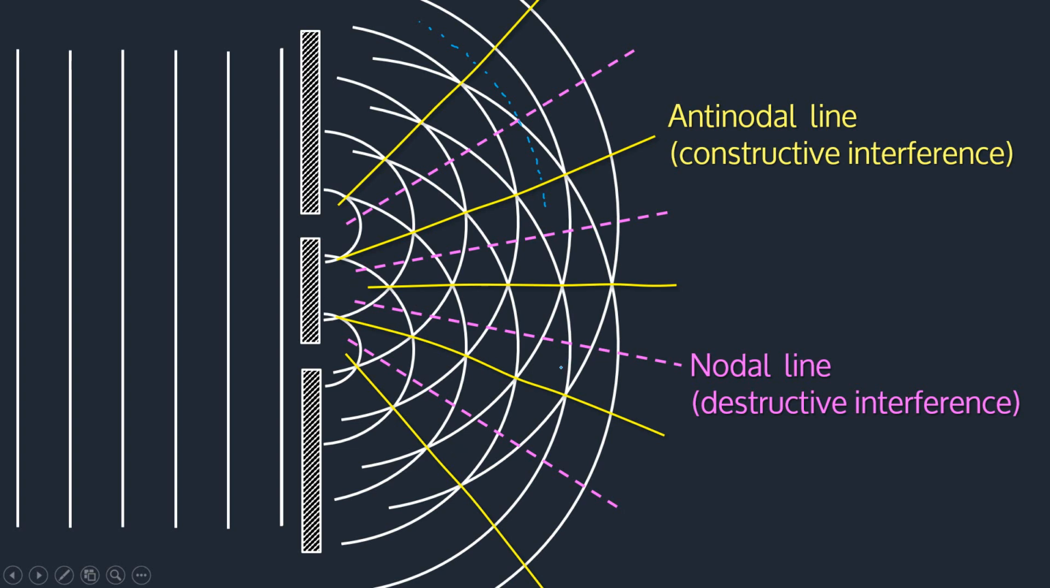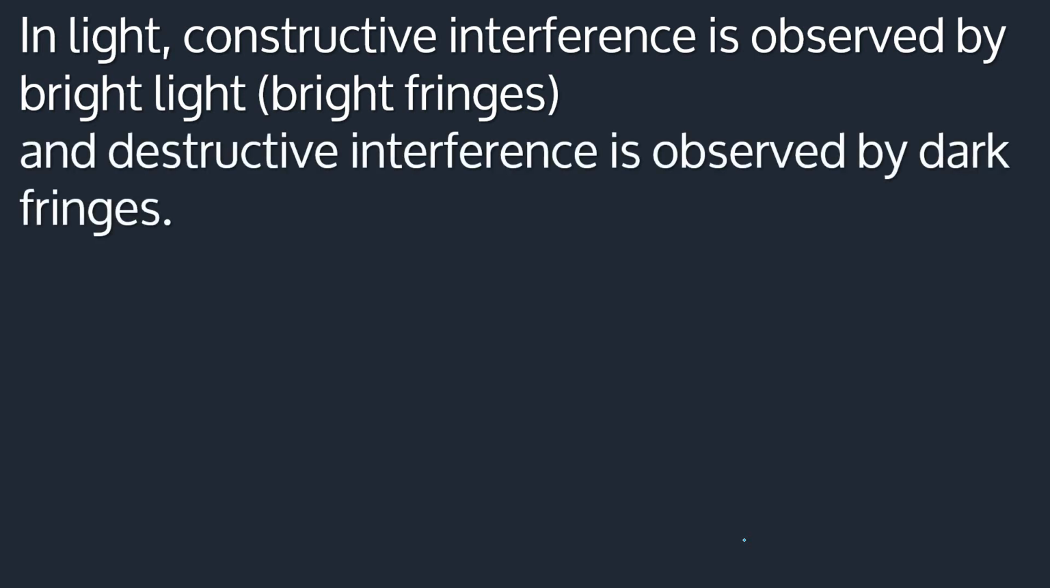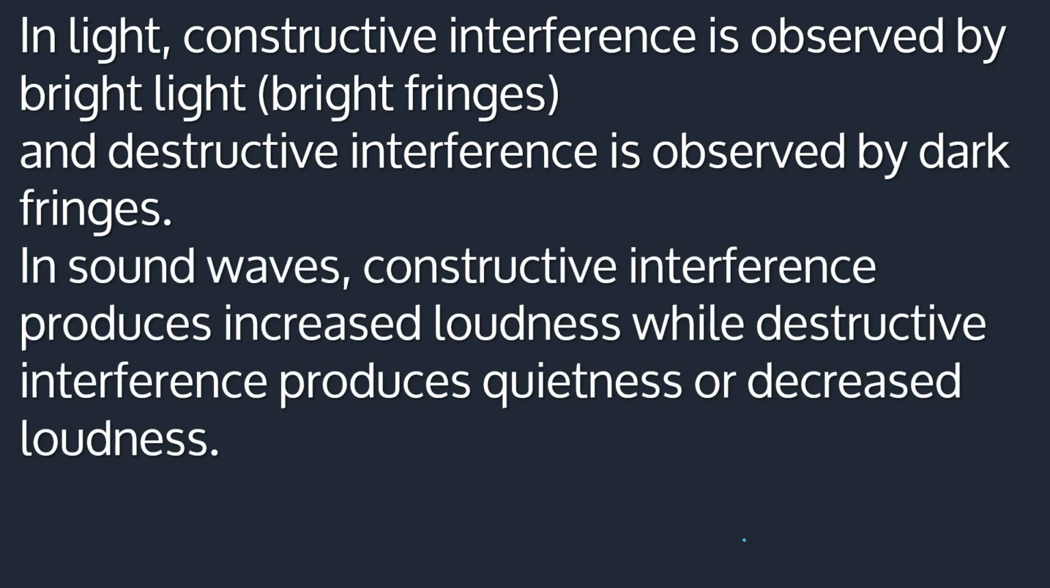Now the technique is that these ones have to be equally spaced. Please note that. Equally spaced. If you're drawing an arc after every 1 centimeter, maintain that. Okay. Now, in light, constructive interference is observed as bright lights, or what we call the bright fringes, and destructive interference is observed as darker fringes. And in sound waves, constructive interference produces increased loudness, while destructive interference produces quietness or decreased loudness.